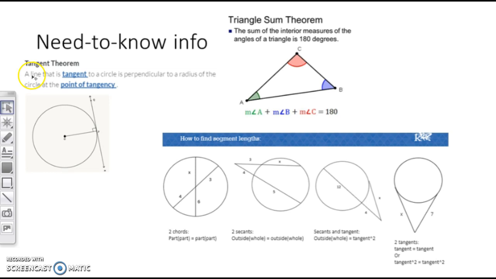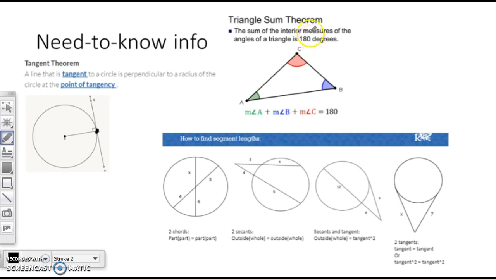The first thing is the tangent theorem. A line that is tangent to a circle is perpendicular to the radius of the circle at the point of tangency. Remember, a line that's tangent only touches the circle at one spot. That's what makes it a tangent line. And if you connect the center of the circle to that point of tangency, that radius is always going to be perpendicular. So that's the tangent theorem.